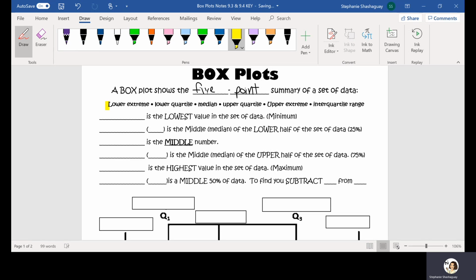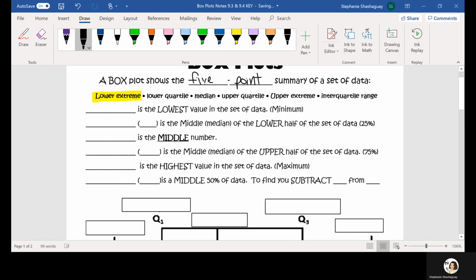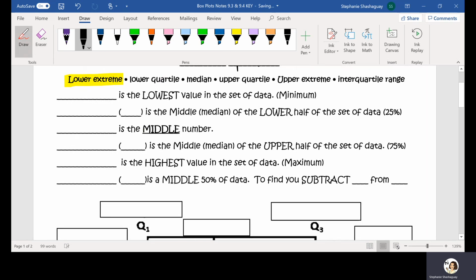So first we have our lower extreme, okay? And our lower extreme is clearly the lowest value of a set of data, also commonly referred to as our minimum. So lower extreme, lowest value, or our minimum. Those are all different ways that you can see this being referred to on a test or in any type of practice problem. Okay, so lower extreme, minimum mean the same thing.